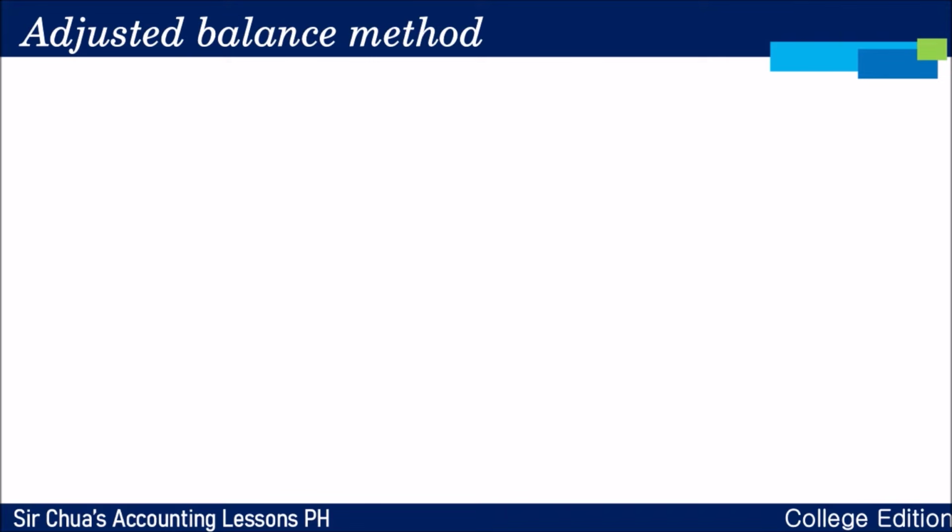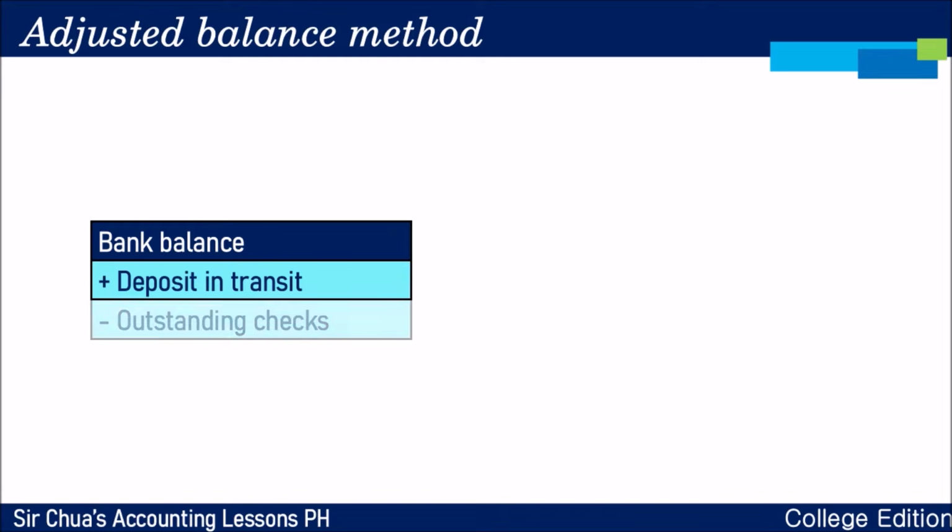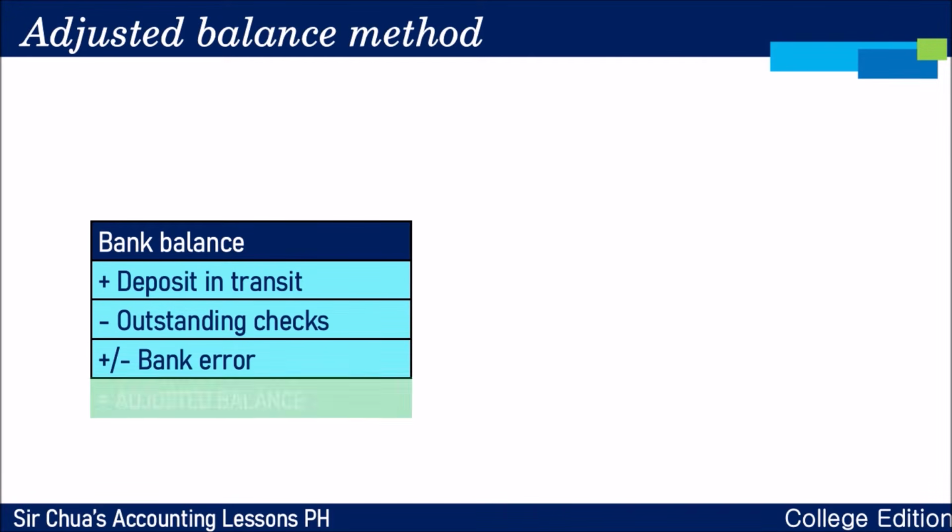Ganun siya. Okay, so on the left side, we have here is the bank balance. Makikita nyo po yan sa bank statement. I-add po natin lahat ng deposit in transit and then i-deduct po natin lahat ng outstanding check. And in any case po na merong bank error, so depende po sa error kung idadagdag natin or ibabawas natin at yan po yung ating adjusted balance.